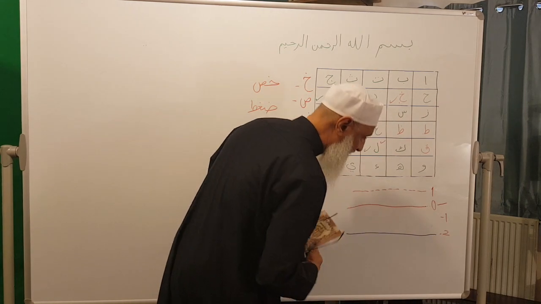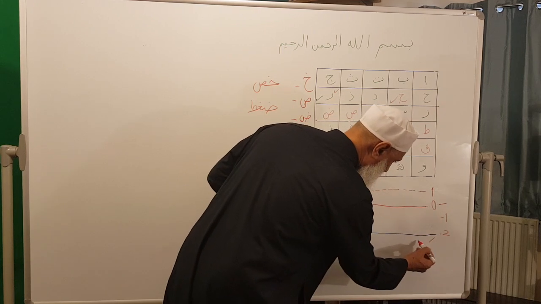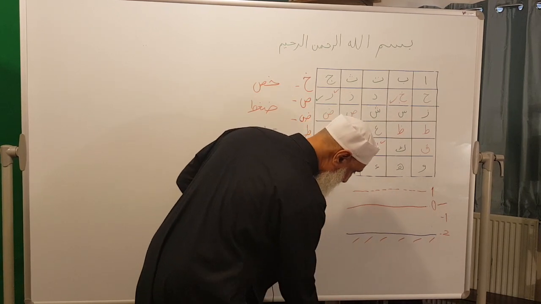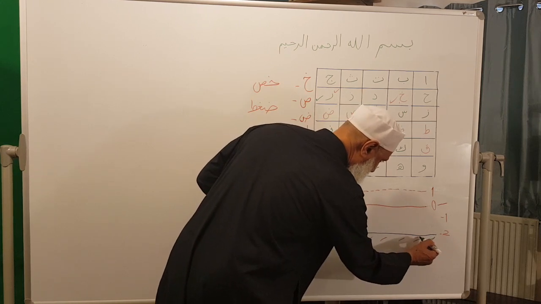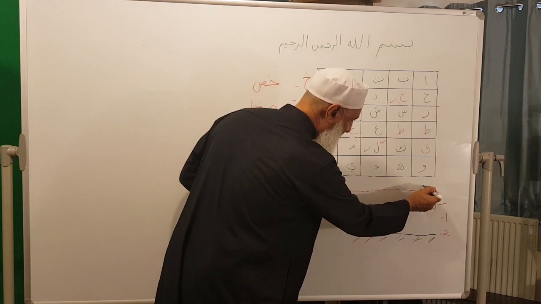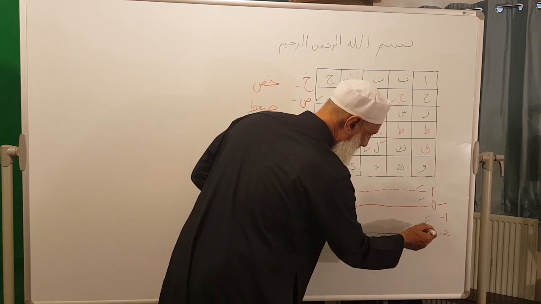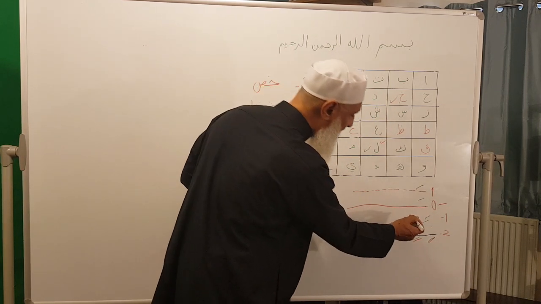You can tell with the kasra, any letter will be with the kasra. It doesn't matter here the color. Kasra, kasra. And this with the fatha, this with the fatha. And this in between, that is the imala. E.